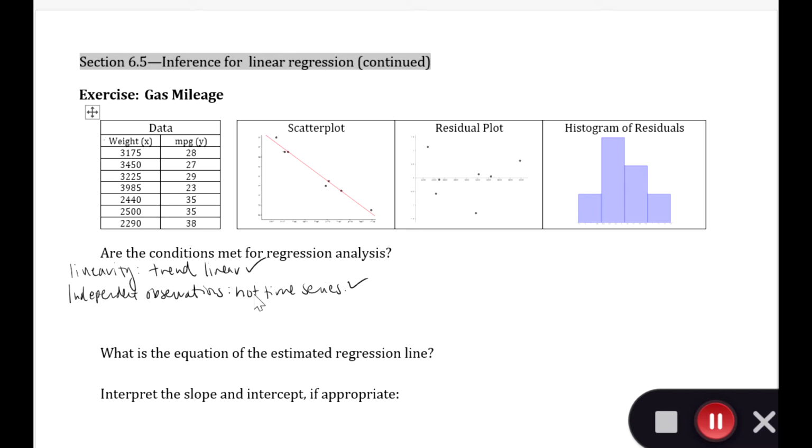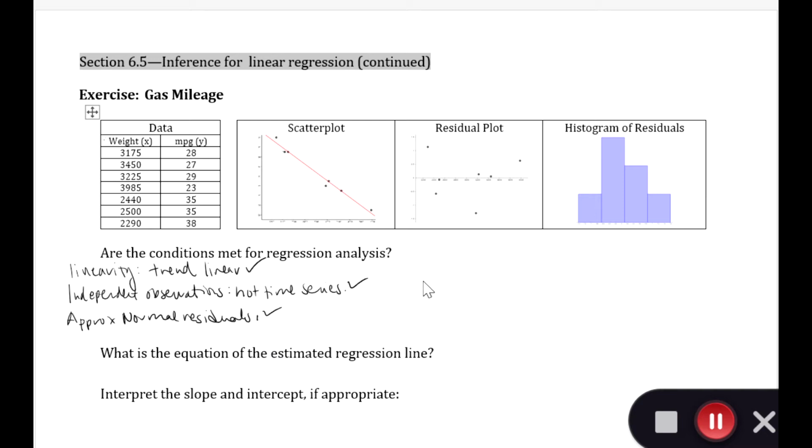Then we look at this histogram of the residuals, and we want to see if we have an approximately normal distribution. So there doesn't seem to be any big outliers or really strongly influential points. Given this, we have sort of a bell-shaped curve. It's approximately normal, so we have that satisfied.